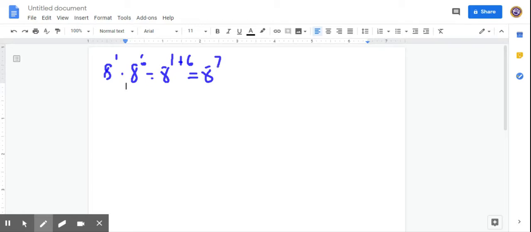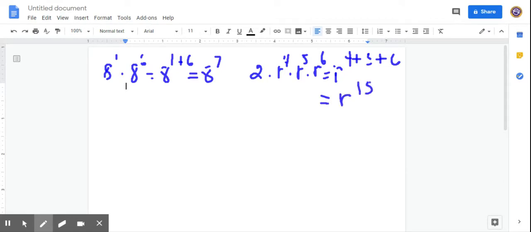All right. The second one, number 2, was r to the fourth power times r to the fifth power times r to the sixth power. So again, all those exponents are on the same level. That means you're multiplying. And when you multiply, you keep the base, which is r, and you add those exponents. So you're going to add 4 plus 5 plus 6. So you're going to get r to the 15th power.